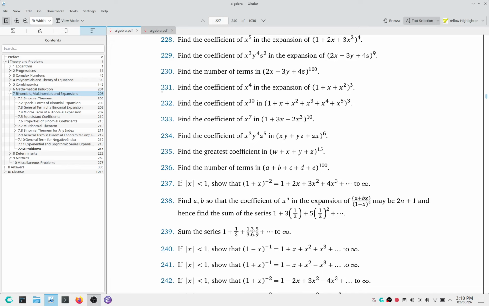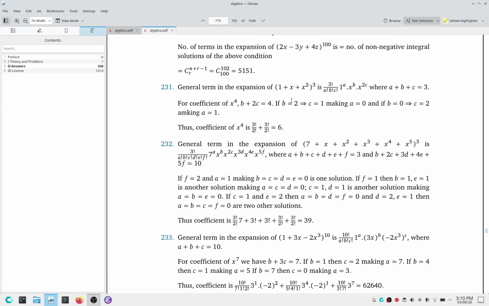So with that out of the way, let's get started. Question 231 says: find the coefficient of x to the power 4 in the expansion of (1 + x + x squared) to the power 3. So the general term is given by 3 factorial upon a factorial times b factorial times c factorial, 1 to the power a, x to the power b, times x to the power 2c, where a plus b plus c is 3. Now the coefficient of x^4 is b plus 2c.